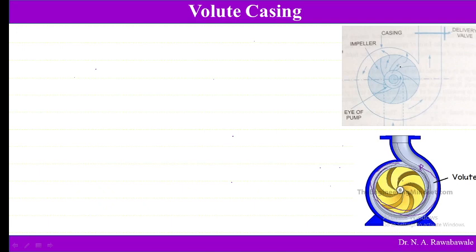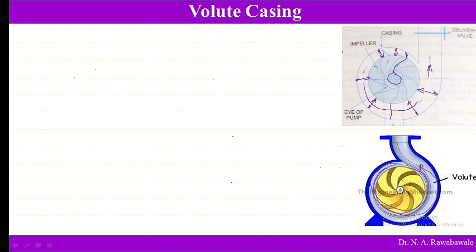So this impeller sucks the water and throws it from the impeller into the casing, and the space between the impeller and casing gradually increases as we move away from this. Water flows in this direction, so the area of cross section is gradually increasing. That converts kinetic energy into pressure energy, and then it is delivered to the delivery pipe. This is the first kind of casing, known as volute casing.